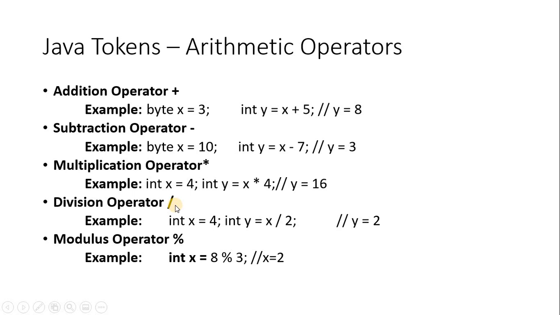Now division. So it will divide the value. So x is 4, y equals x divided by 2. So it gives the number of times it is going to divide, 2 times, so the y value is written. Modulus is going to give the remainder value. Okay, x is 8 modulus by 3. So 3 goes in 2 times and the remaining is 2. Modulus always gives a remainder value, and division will give the number of times it is divisible. That's the difference between the modulus and the division.